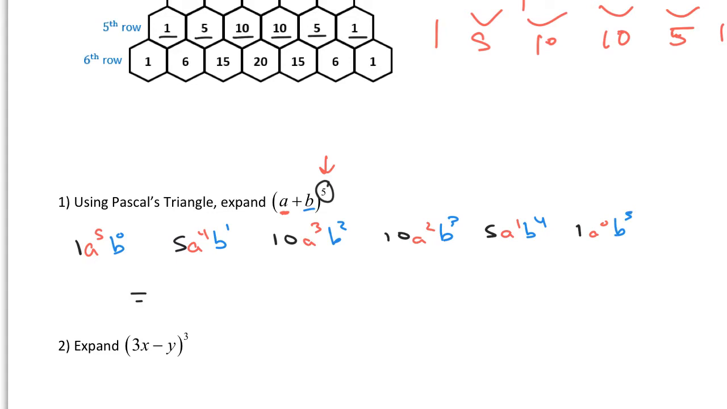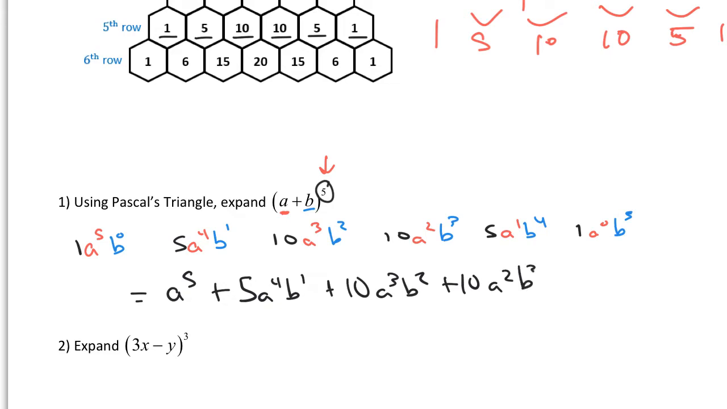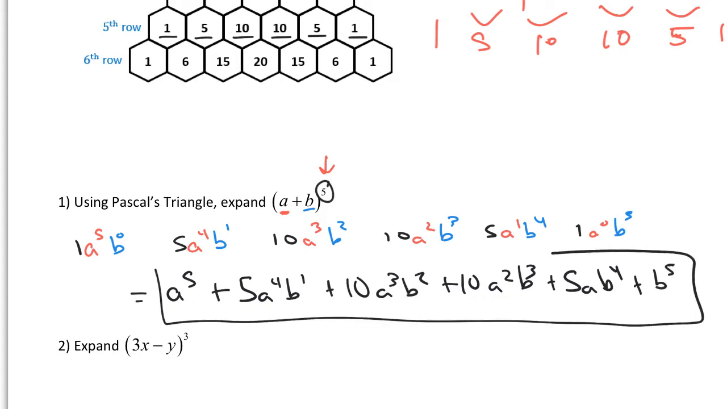And so now I can simplify this to write out my final answer. A to the 5th plus 5a to the 4th b to the 1st plus 10a cubed b squared plus 10a squared b cubed plus 5ab to the 4th, and then plus b to the 5th. Look how quickly we did that.